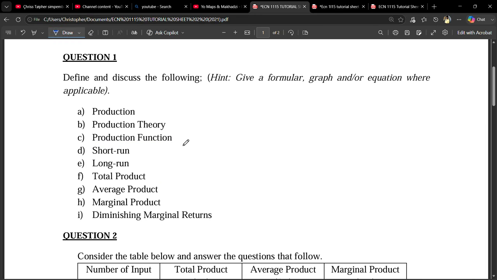Nothing is complicated there. So what is average product? Here we can have a formula. We have total product, and we are using labor, the one thing that is changing. So average product is simply the production per labor, total production per labor.